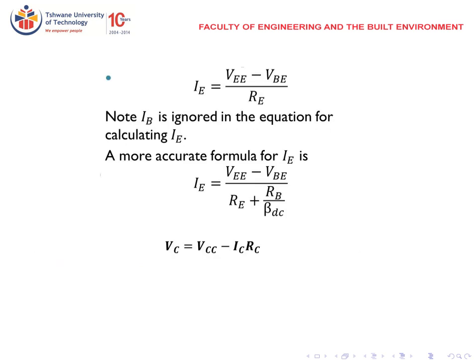So here, to calculate the emitter current IE, we use the formula VEE minus VBE divided by RE. Note that IB is ignored in this equation for calculating IE. A more accurate formula for IE is VEE minus VBE divided by RE plus RB divided by beta. Then to calculate VC, it will be equal to VCC minus ICRC.